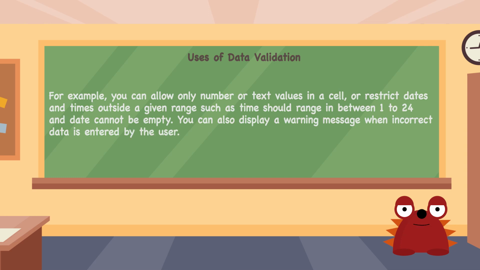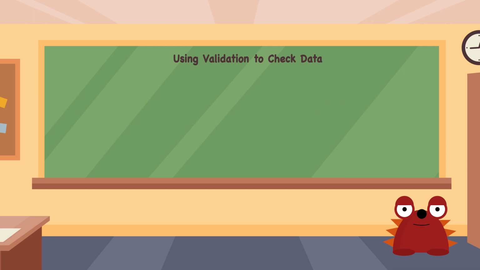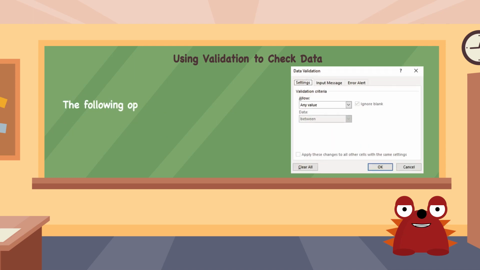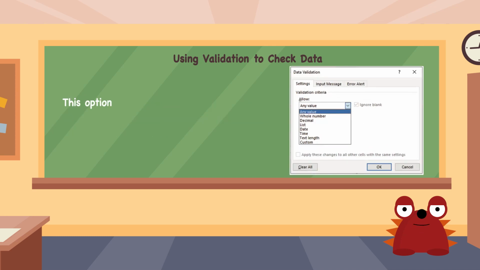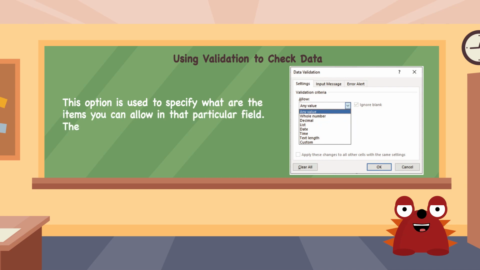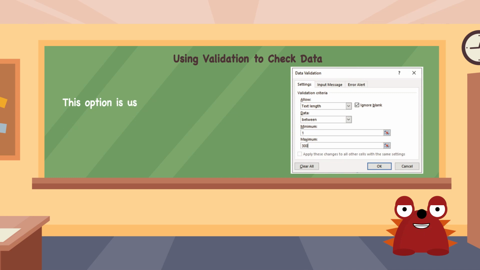Now, we'll go into how to use validation to check data. The following options are available under the Setting tab of Data Validation in the Data menu. The Allow option is used to specify what are the items you can allow in that particular field. The following image shows what all options it allows. And the Data option is used to select the criteria as shown in the below drop-down list.